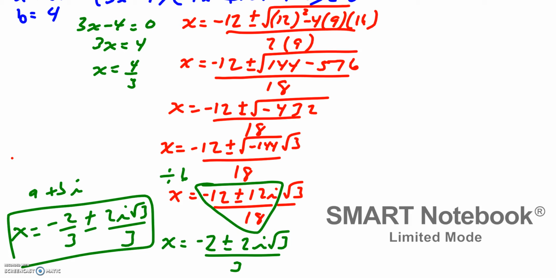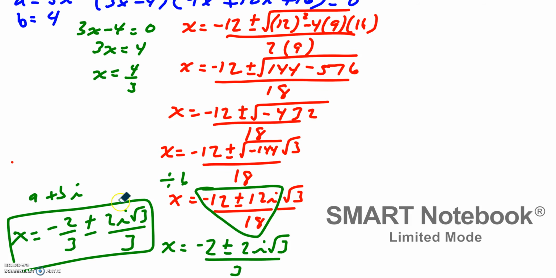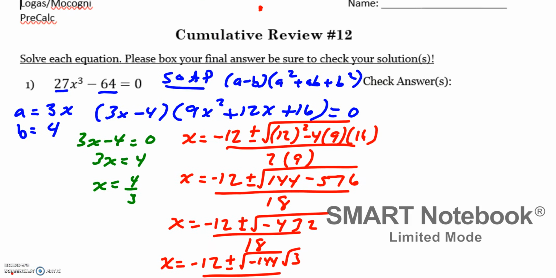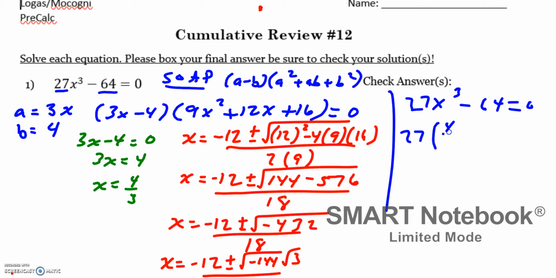Now, in terms of checking, we said in class we do not want you to check the imaginary answers, but we would like you to check to see if 4/3 works. So if I do my checking over here, here's my original problem, 27x cubed minus 64 should equal 0. And I think that an answer is 4/3. So you'd have 27 times 4/3 to the third minus 64 should equal 0.